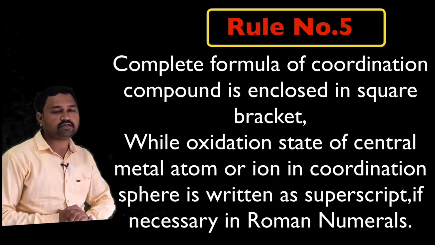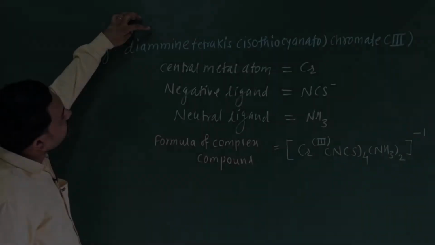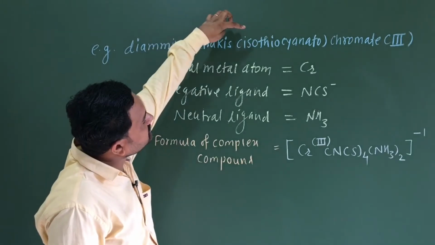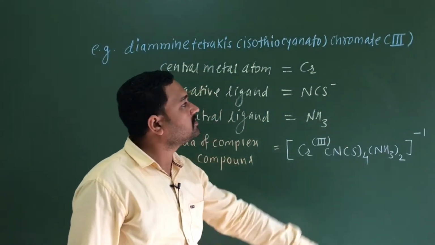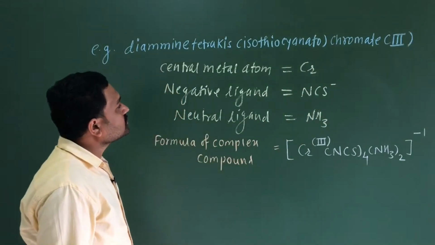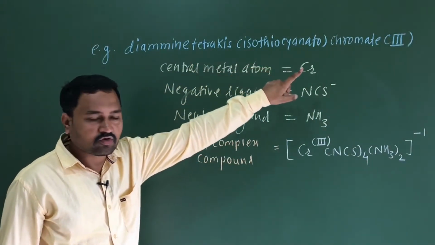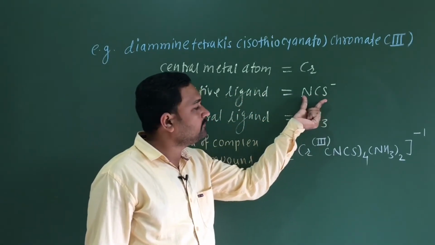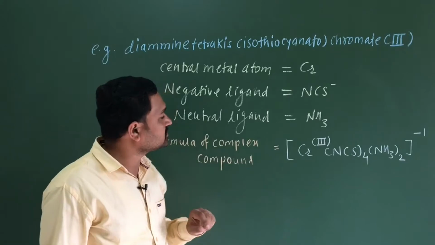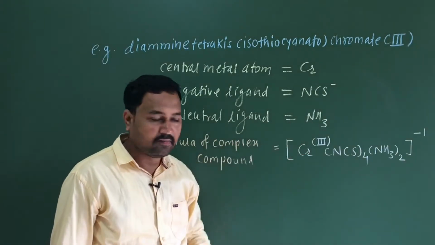Let us consider the example regarding this one. That is your diamminetetrakis(isothiocyanato)chromate, oxidation state +3. So here the central metal atom is chromium, then the negative ligand is your isothiocyanate ligand, which has a -1 charge, then the neutral ligand is your ammonia.